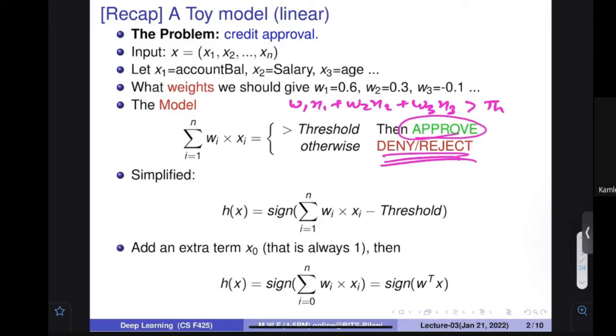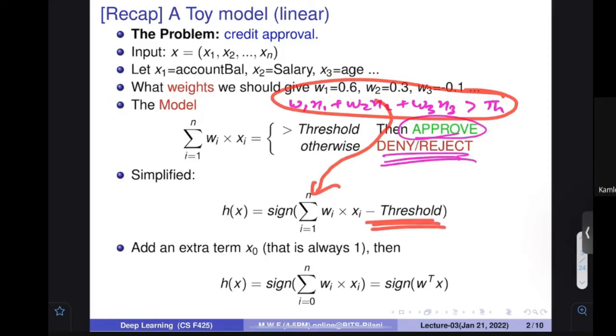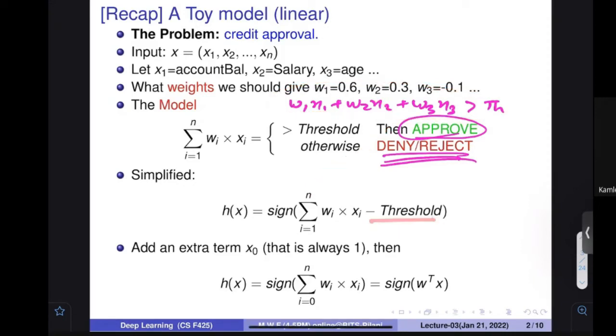We have also seen that this equation can be further simplified, where I take the threshold to the left-hand side. Then we only need to check the sign. We need not do any comparison with the threshold, so only checking the sign is required. And then we saw it would be nice to introduce a slack variable, maybe x0. By this, the threshold also becomes a parameter. Then we can safely write this equation, where the threshold made it not look like a good formula, with only one summation term, and we write the sign of this particular quantity.